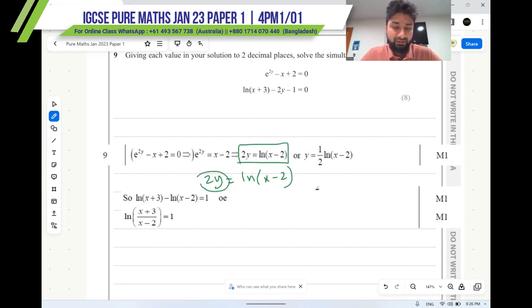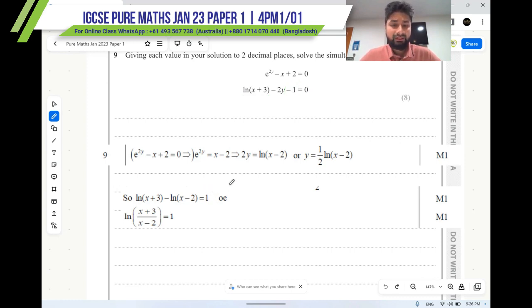As we have found 2y from here, in equation 2 we can see 2y over here as well. So instead of 2y, we can just substitute this whole expression into equation 2. When we do that, we get ln x plus 3, as in the question, minus, instead of 2y, we'll just write ln x minus 2. And when we transfer this minus 1 to the other side, it becomes plus 1.